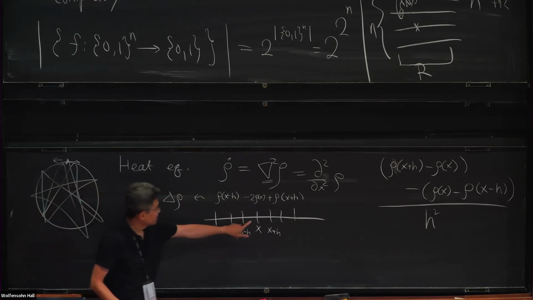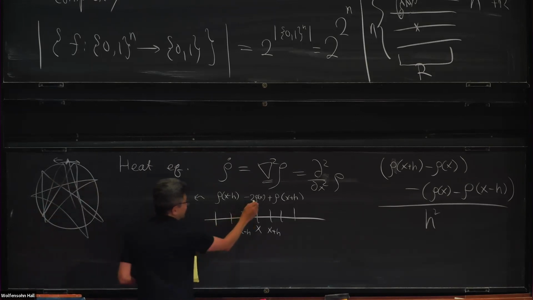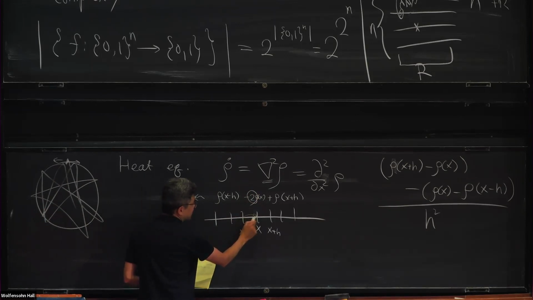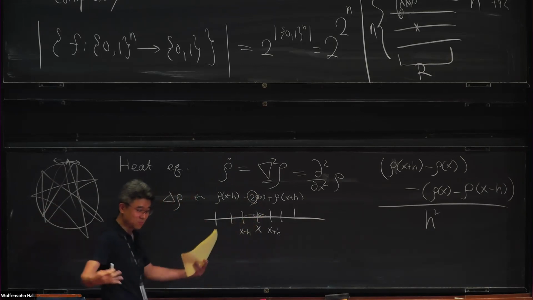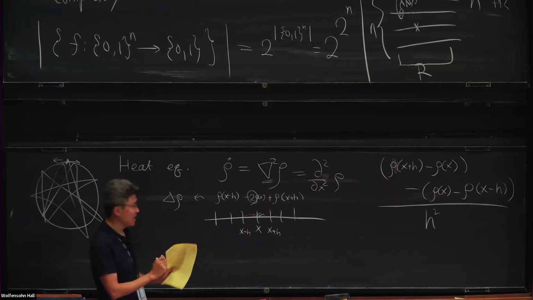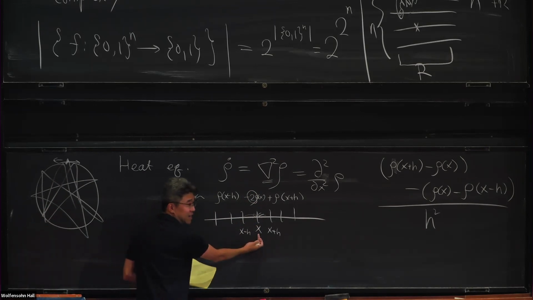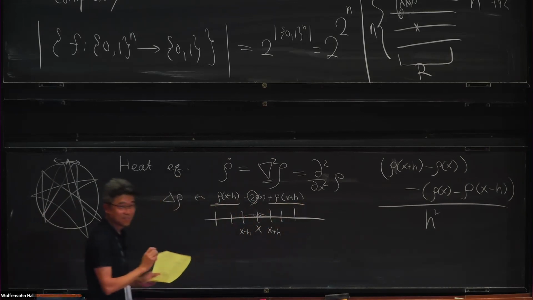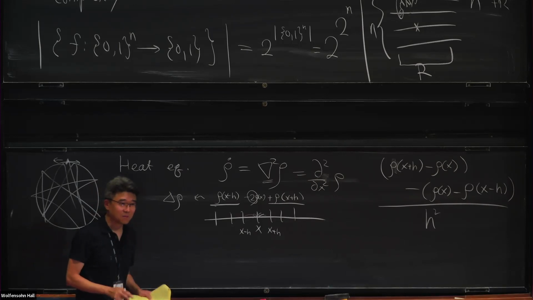Now, this 2 is actually the number of possible inflows to this point. There are two points nearby, and they are sending me something. At the same time, I, sitting at x, am sending something out, one to the right and one to the left. And that is precisely captured by the adjacency matrix of a graph.